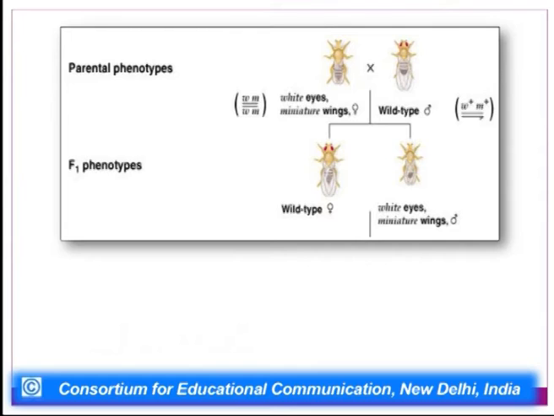So when he crossed these two organisms, in the F1 phenotype, all females were wild type, whereas the males that were produced had white eyes and miniature wings.